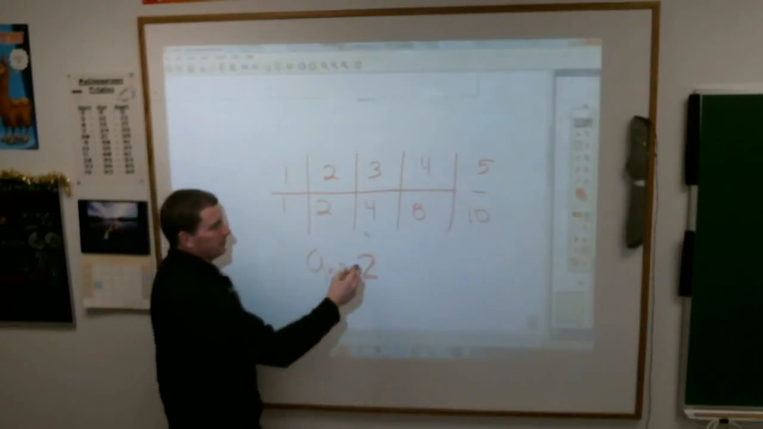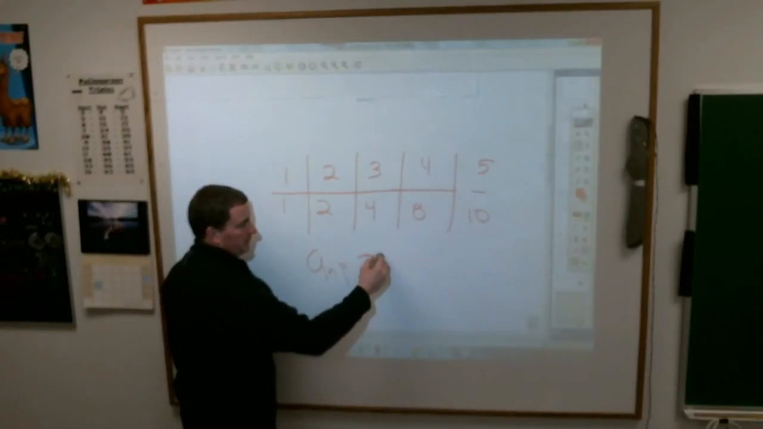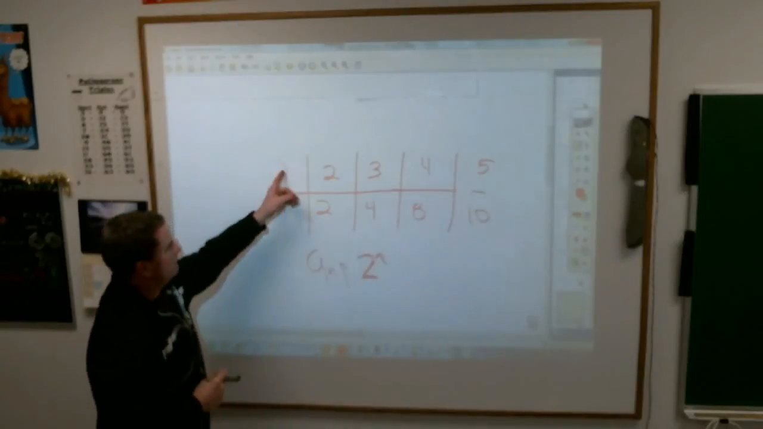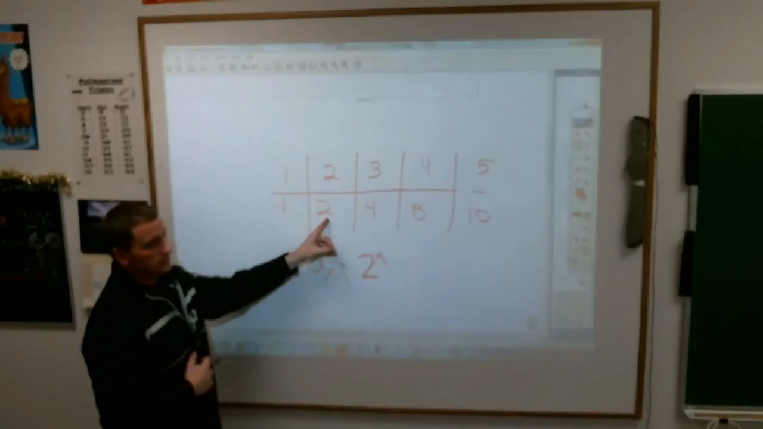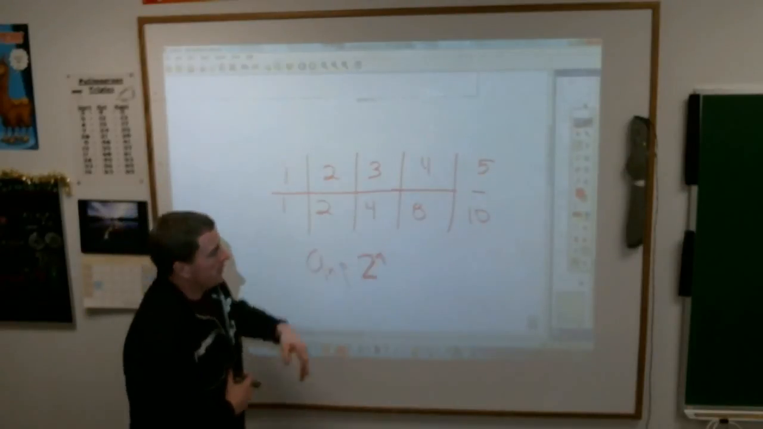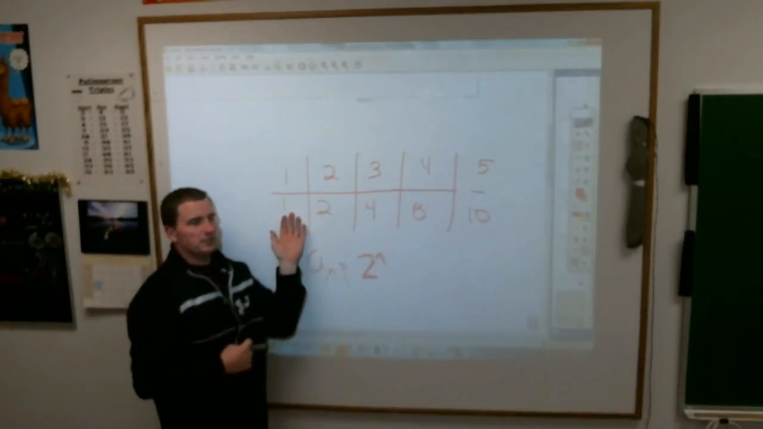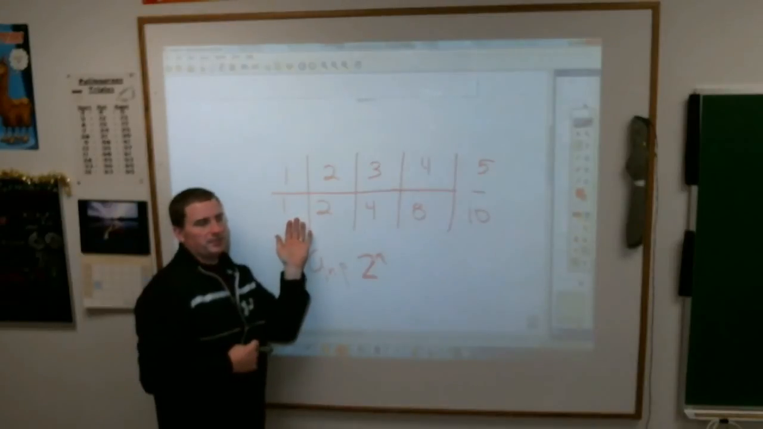It doesn't work if I put the letter n here. Why? Because 2 to the first power is not 1. 2 to the second power is not 2. It's 4. 2 to the third power. But what do you notice about this, though? I do get those numbers, except they're one place away, right?